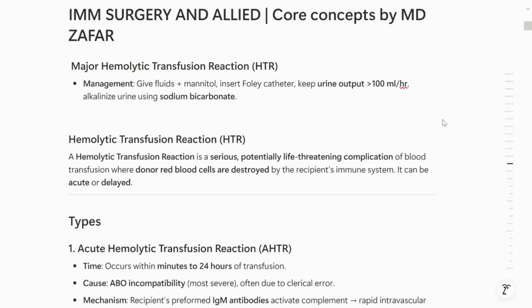So now we're going to continue our discussion of the core concepts related to the IMM Surgery and allied. The next topic for our discussion is major hemolytic transfusion reaction. Hemolytic transfusion reaction is a potentially life-threatening complication of blood transfusion where the donor red blood cells are destroyed by the recipient's immune system. It is divided into acute and delayed type.